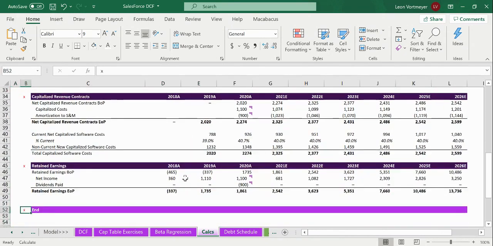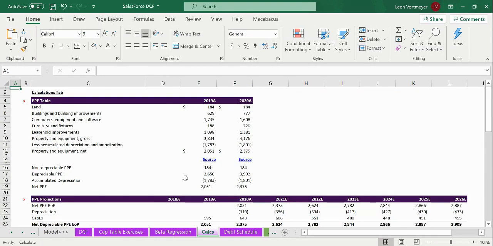And then retained earnings, this is a really fundamental link between the income statement and the balance sheet. Generally, the retained earnings account on the balance sheet is built from net income less any dividends paid. Salesforce does not pay a regular dividend. So essentially, it can be as simple as saying the net income that Salesforce is generating flows into the retained earnings on the balance sheet.